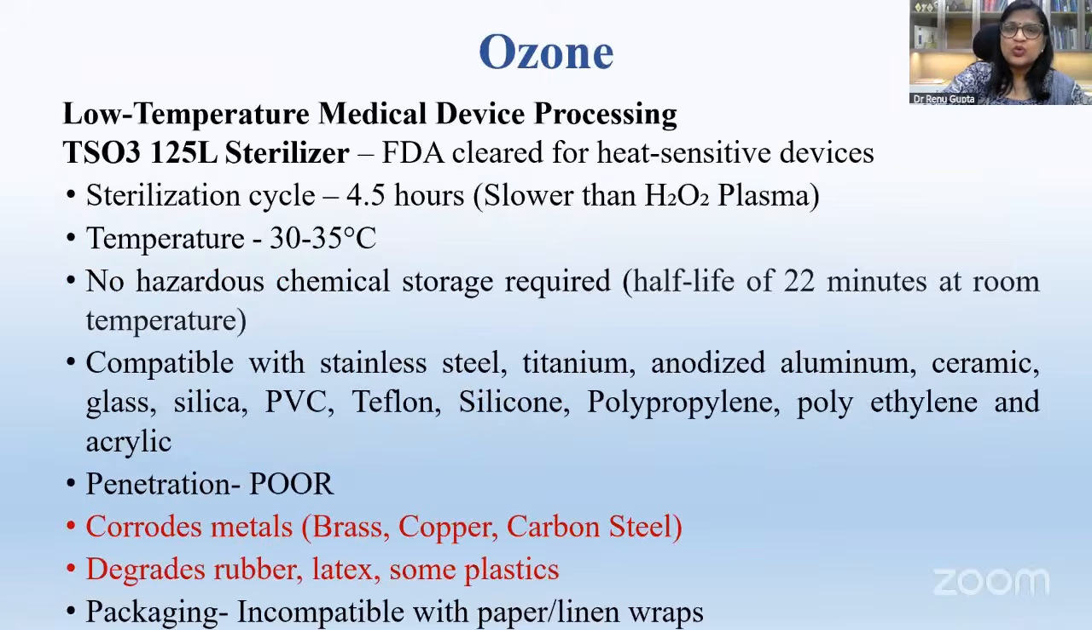Then this is the ozone. As the name indicates, ozone is generated using oxygen along with water and electricity. So it sounds to be safe, and many heat sensitive FDA cleared instruments are available in the market. Sterilization cycle is 4.5 hours. It is slower than plasma. So you can see among all of these, the fastest cycle was with gas plasma.